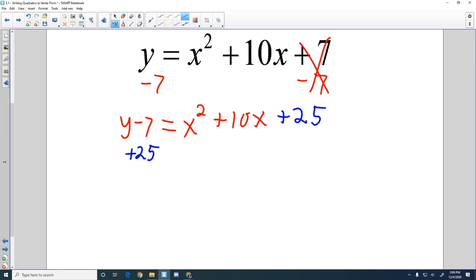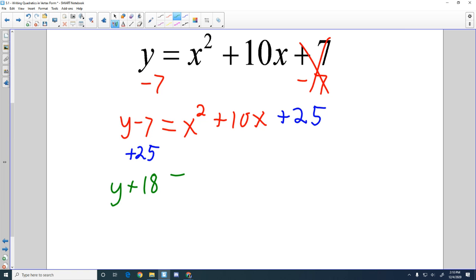Do you understand why we added 25 to the right side? We wanted to make this a perfect square trinomial, right? I wanted 25 to be that magic number, okay? Now, on the left side, we already had a negative 7, and I added 25. What will this become now? Y plus 18, right? I just added the negative 7 and the 25. They're combining like terms.